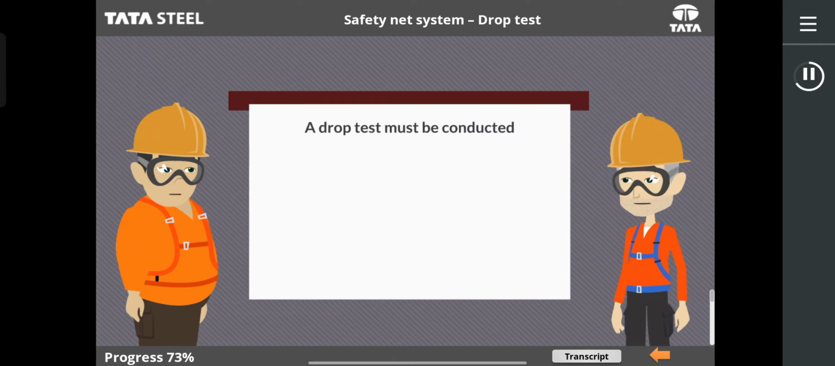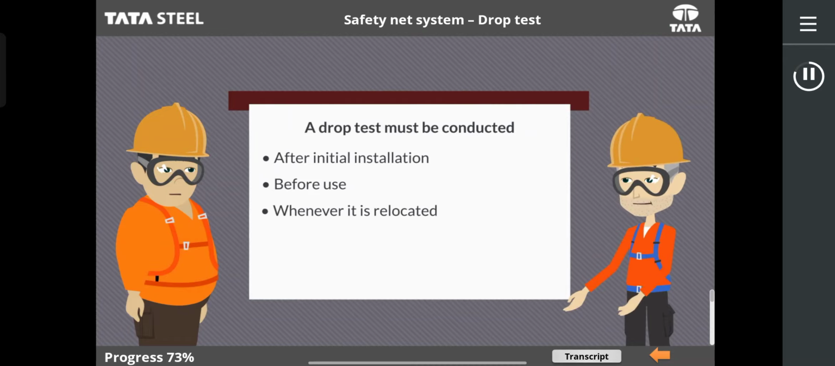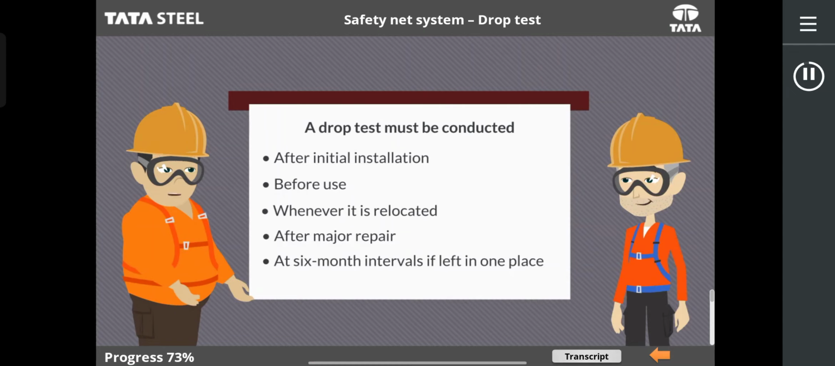A drop test must be conducted after initial installation and before use, whenever relocated, after major repair, and at 6-month intervals if left in one place. In addition, the safety nets should be inspected regularly.